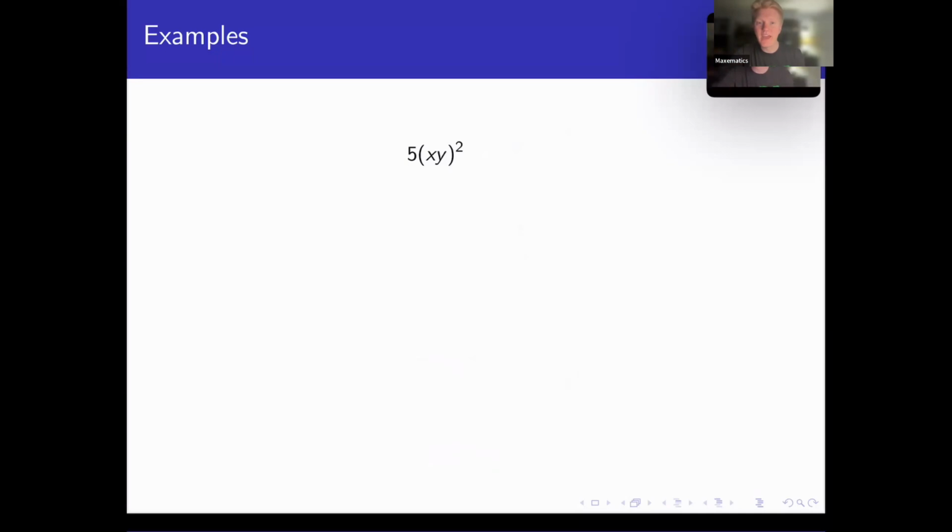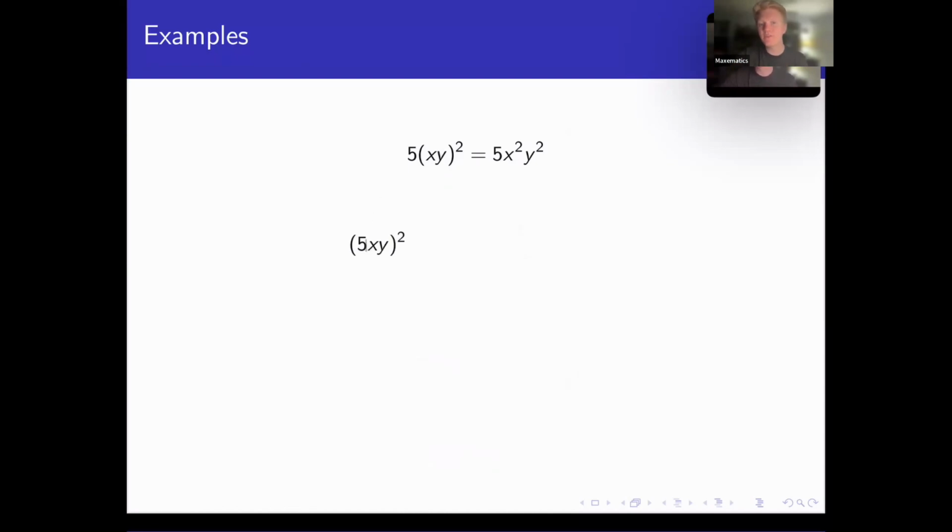5 times xy squared. Again, the only thing being raised to the second power is x times y. X times y is multiplication. We are allowed to distribute the 2. And we just get 5x squared y squared. That's it. Nothing else that needs to change.